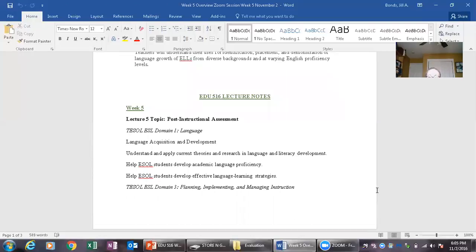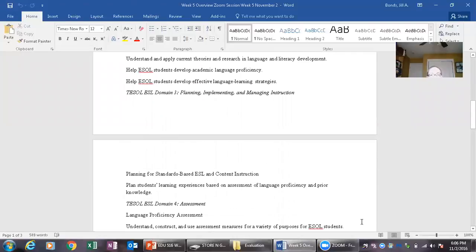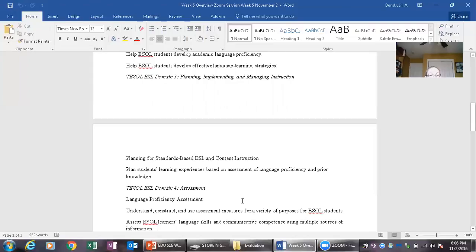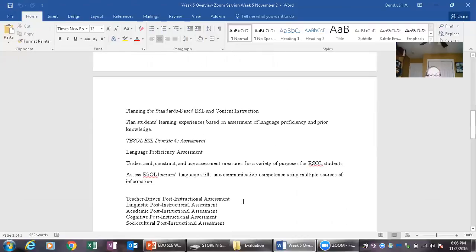TESOL, ESL Domain 3, planning, implementing, and managing instruction. Once again, we need to make sure that we understand the domains of teaching English speakers of other languages. Planning for standards-based ESL and content instruction. Plan students' learning experience based on assessment of language proficiency and prior knowledge. TESOL, ESL Domain 4 is assessment. Language proficiency assessment: understand, construct, and use assessment measures for a variety of purposes for ESOL students, ESOL learners, language skills, and communicative competences using multiple sources of information.